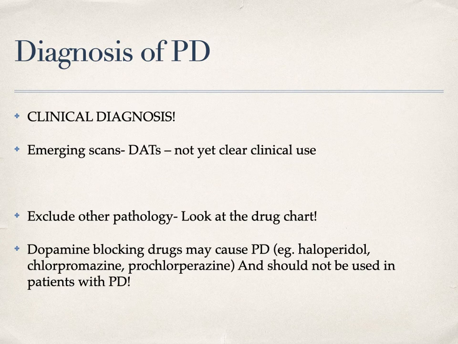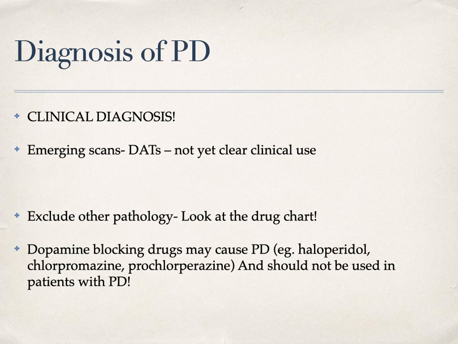Often the drugs that we use for schizophrenia, so some of the typical antipsychotics, can cause a Parkinsonian syndrome that can sometimes be wrongly diagnosed. So if you find someone with bradykinesia, cogwheeling, rigidity, tremor, all these things, make sure you check their drug chart and make sure they're not on any typical antipsychotics that might be causing this syndrome.